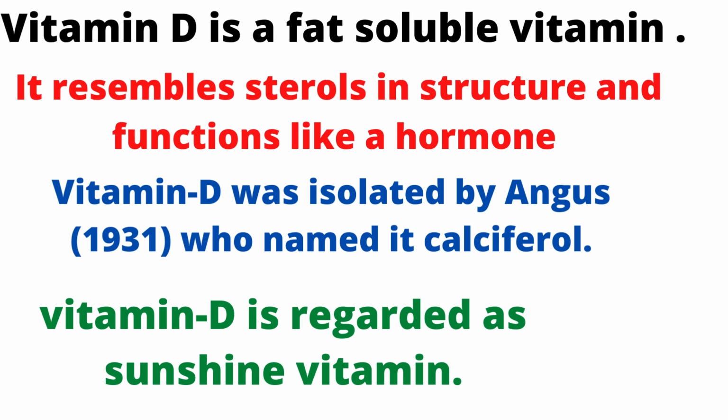Vitamin D is regarded as a sunshine vitamin. So why is it named the sunshine vitamin? Because vitamin D is produced by the body in response to sun exposure, right? So our own body is able to produce vitamin D when it is exposed to sunlight.